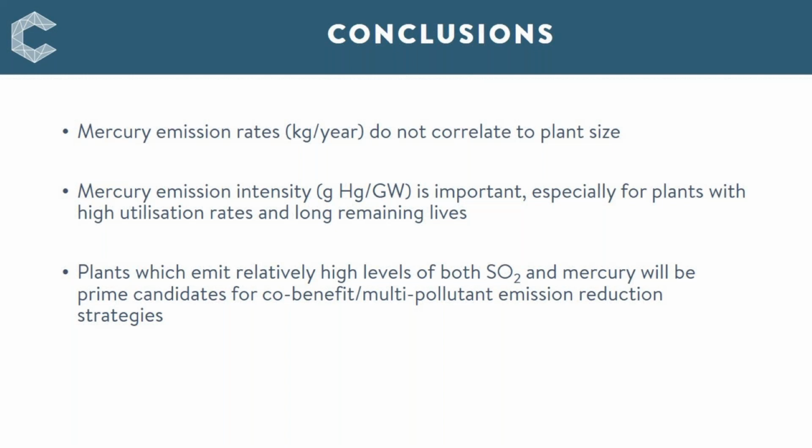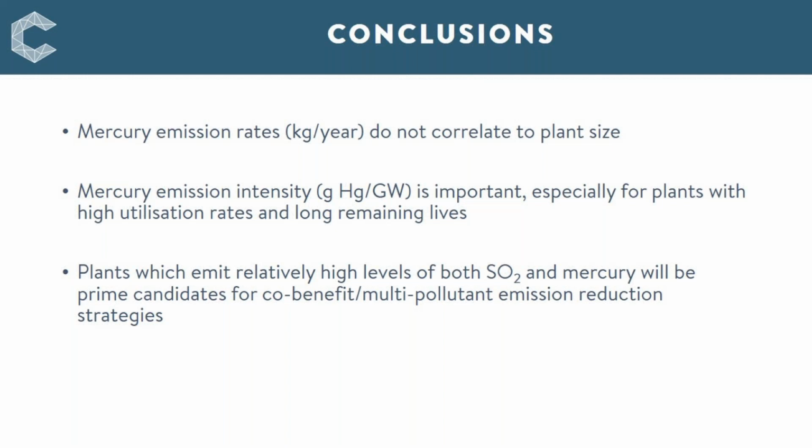So the conclusions from this stage is plant size is almost irrelevant. We're not going to be focusing on plants over 600 gigawatts or whatever. We're going to be looking more specifically at the plants of concern. And our mercury intensity value is extremely useful because it does identify plants with high utilization rate, long remaining lifetimes, which are going to emit more because they're burning less cleanly than others.